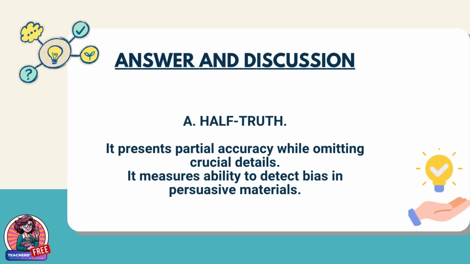Answer: A. Half-truth. It presents partial accuracy while omitting crucial details. It measures ability to detect bias in persuasive materials.